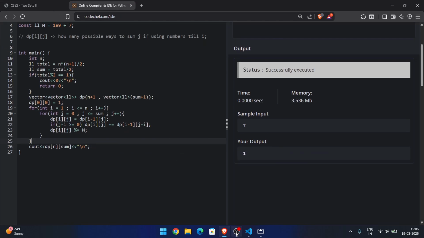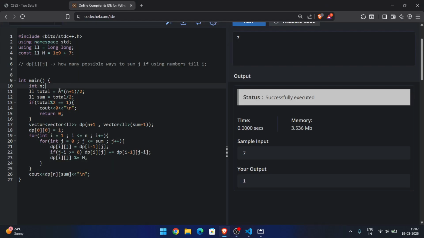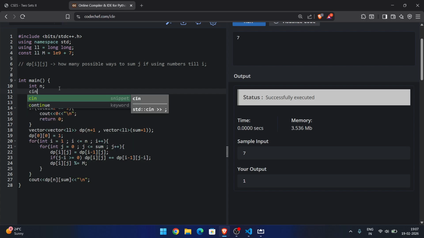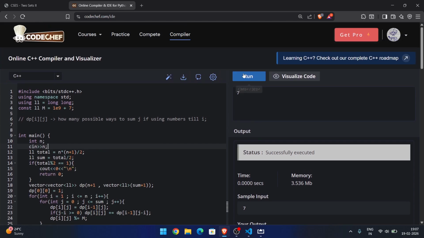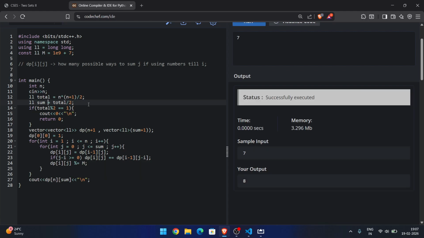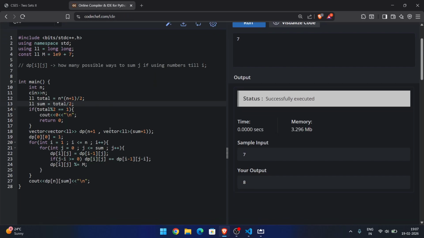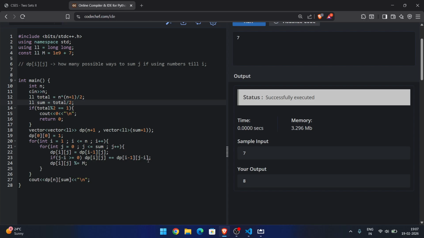Okay, guys, wait a second. Okay, guys, I got my mistake. I was just doing a silly mistake. I didn't take the input, so it was showing the answer for n equal to 0 only by default. Okay, so now we have taken the input and it shows 8. The answer should be 4. And why is that?